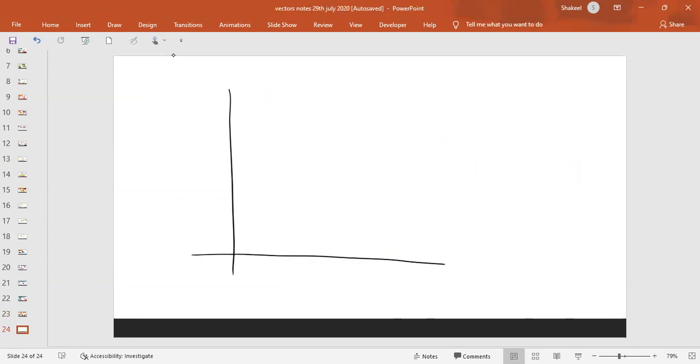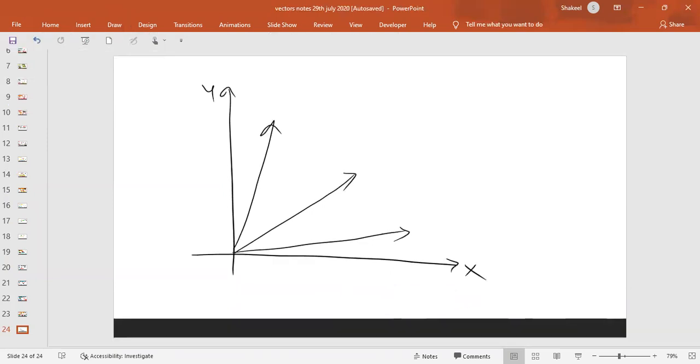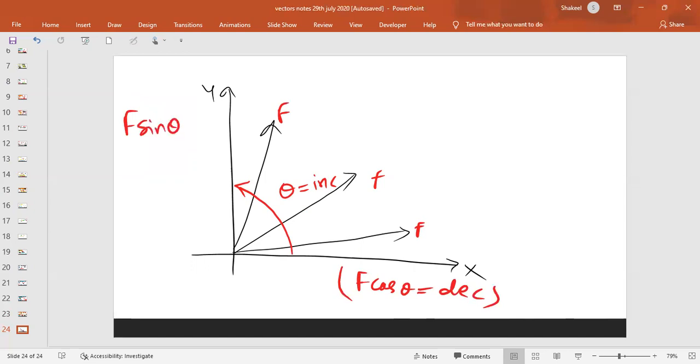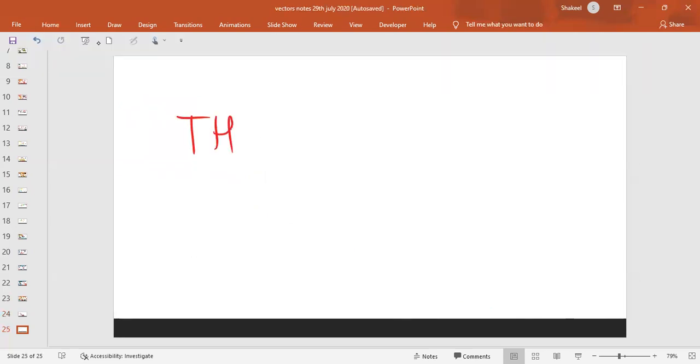So summing it up, this is the x-axis and this is the y-axis. If you are moving your vectors towards the y-axis, then you're going to increase the angle. If you keep the force the same and increase the angle, then F cos theta is going to decrease, while the F sine theta value is going to increase. So that's the thing which we have discussed. Thank you very much, students.